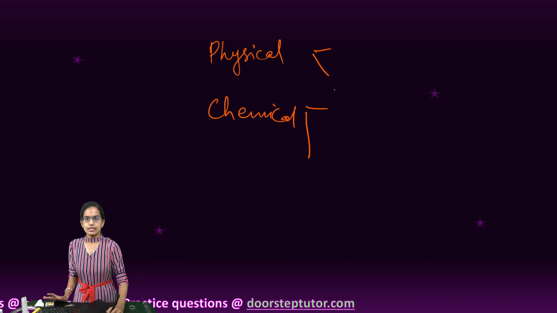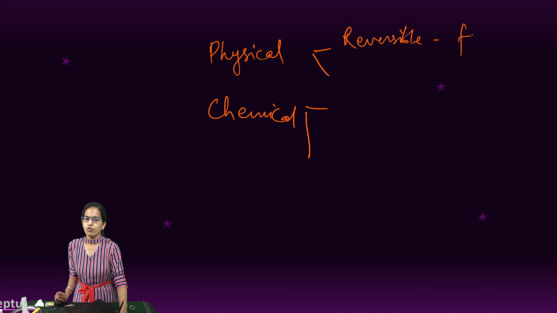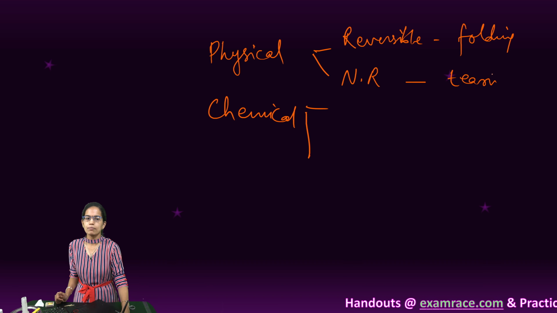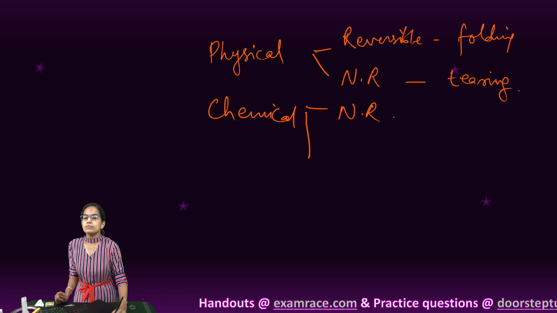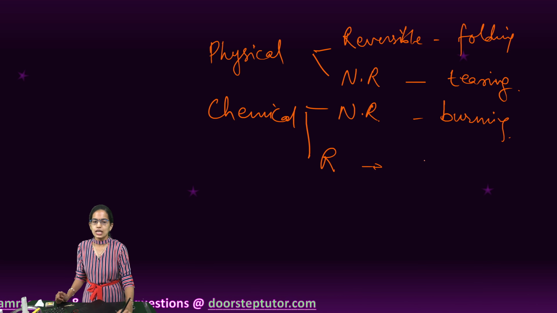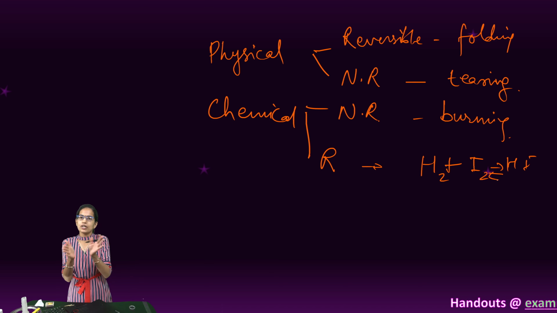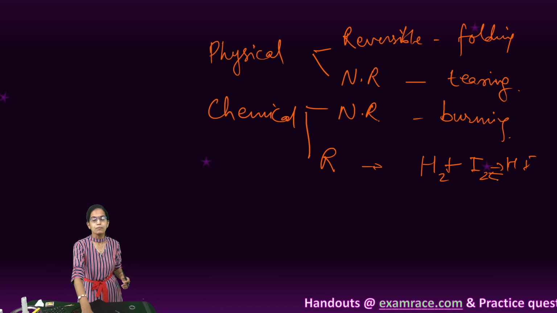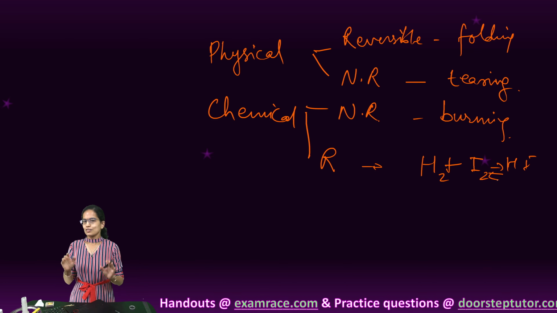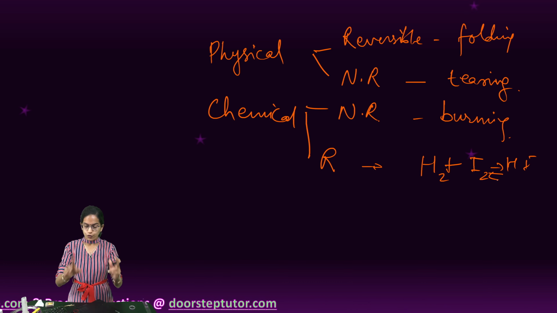A simple example that we would cite for all the four again. Physical reversible change, I can say folding of the paper. Physical non-reversible change is tearing of the paper. Chemical non-reversible change is burning of the paper. And an example of chemical reversible change is hydrogen plus iodine, which gives us hydrogen iodide, and this hydrogen iodide can further disintegrate into hydrogen and iodine. So we have physical and chemical changes which can be reversible as well as non-reversible. Very, very important, very, very logical.